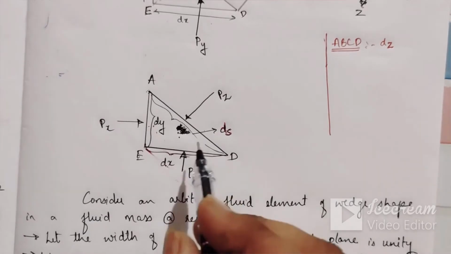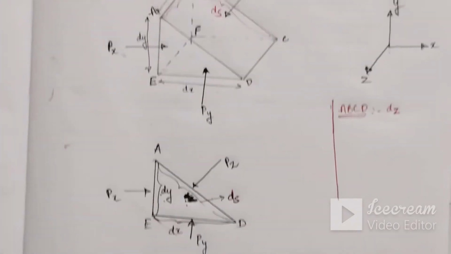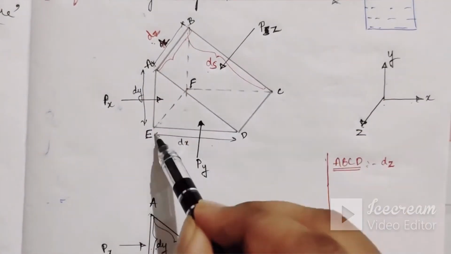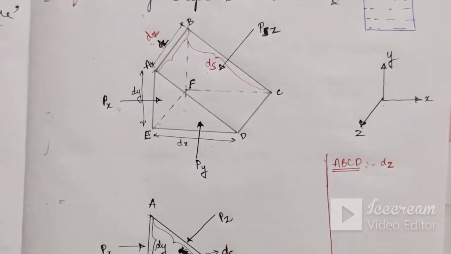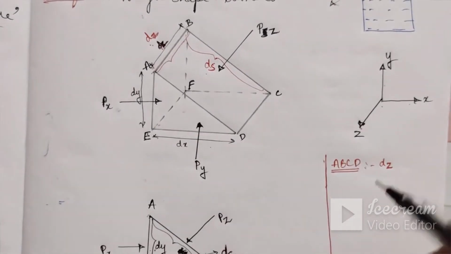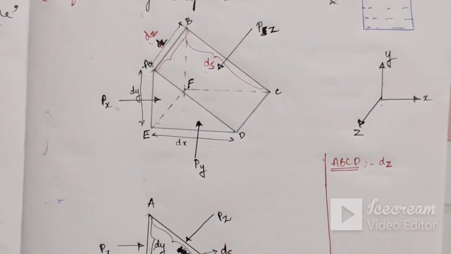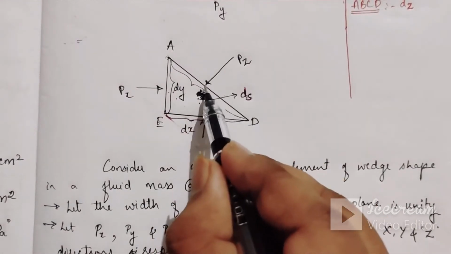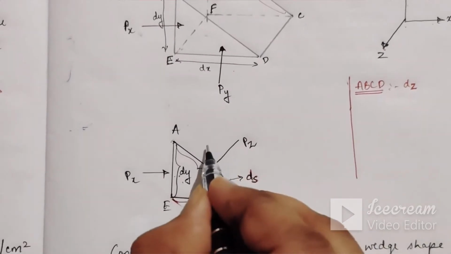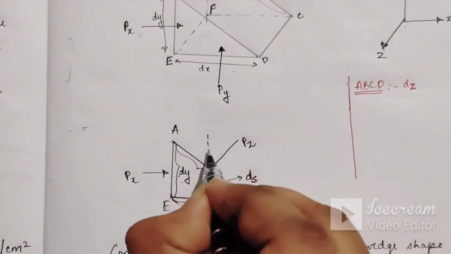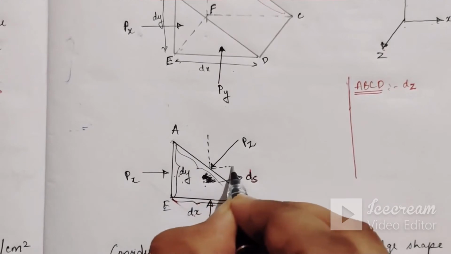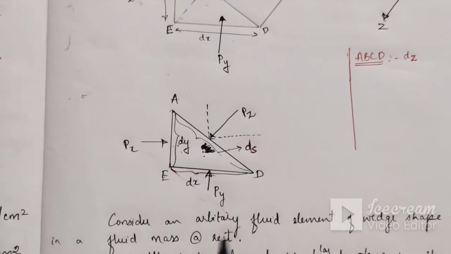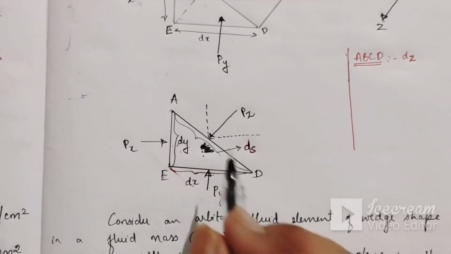This is one face, ABCD. ABEF is one face, EFCD is also one face. On all three faces, the perpendicular force acts, and that force is the pressure force, right? Now this PZ is also inclined. So I'll resolve these forces here only. Whenever you get an inclined force on the surface, we should resolve it.